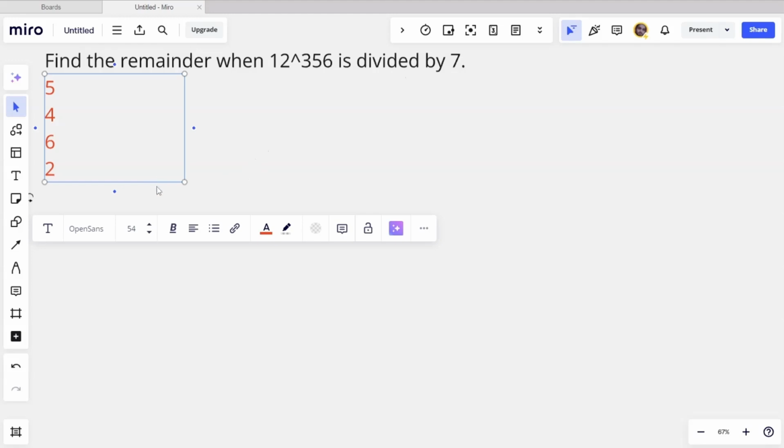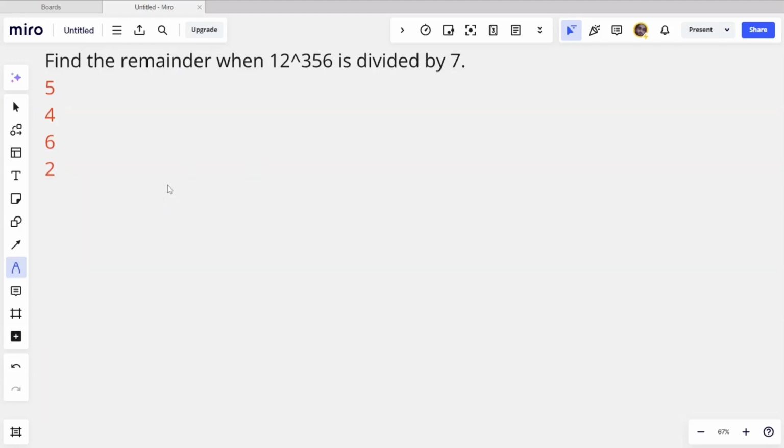So as we know the concept, we need to find out the power cycle. 12 raised to the power 1 divided by 7, the remainder will be 5. Okay, now 12 into 5 divided by 7. It will become 60 by 7. So what is the remainder? Remainder will be 4. Okay, 12 into 4 divided by 7, 48 divided by 7. So the remainder is 6.